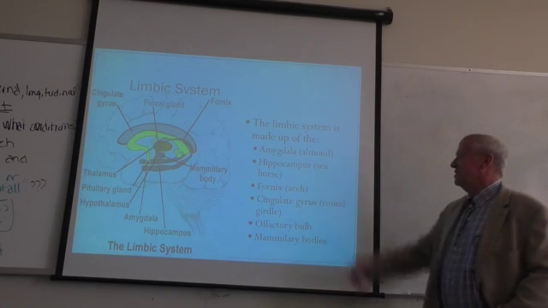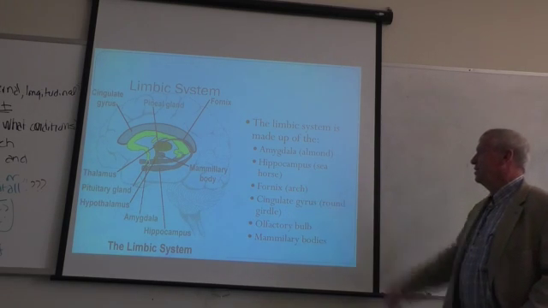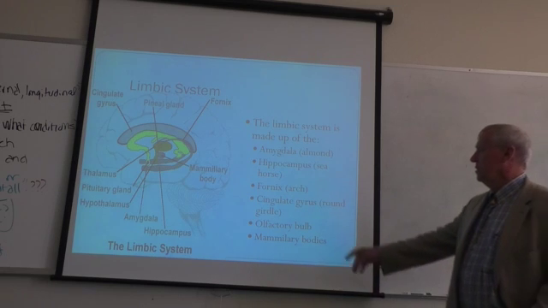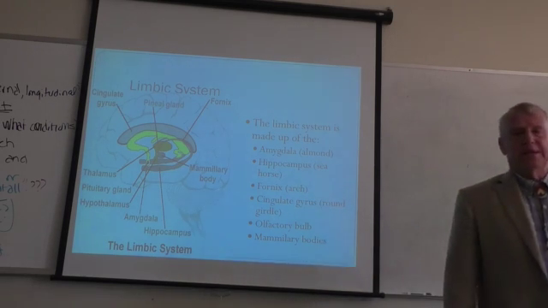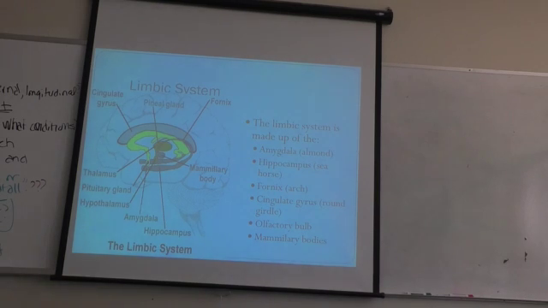The fornix, which means arch. The cingulate gyrus, the round girdle. The olfactory bulb, and the mammillary bodies. That makes up the limbic system. As interesting as that is, if we spoke Latin and Greek, then all of this would make a lot more sense to us.